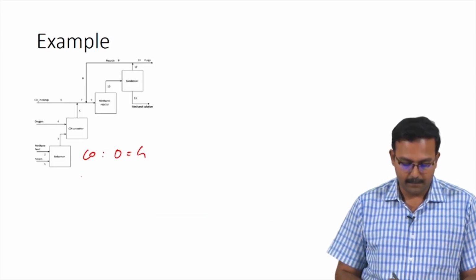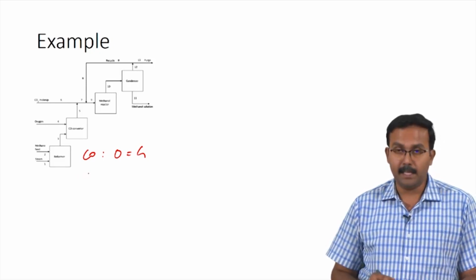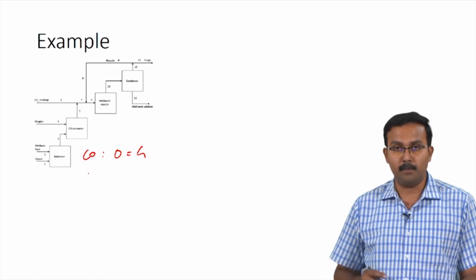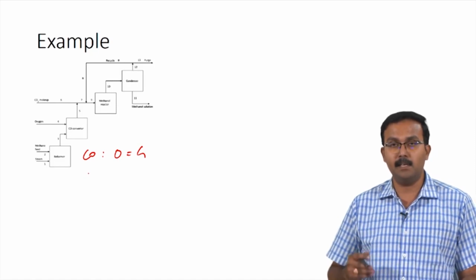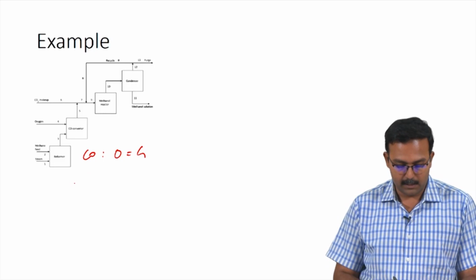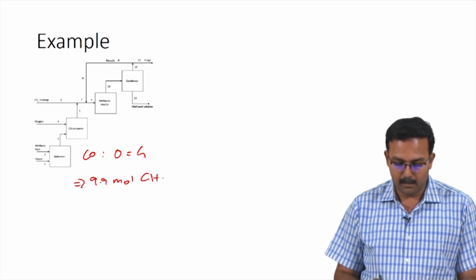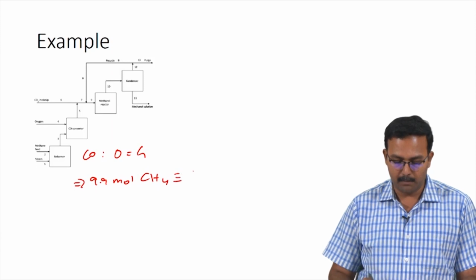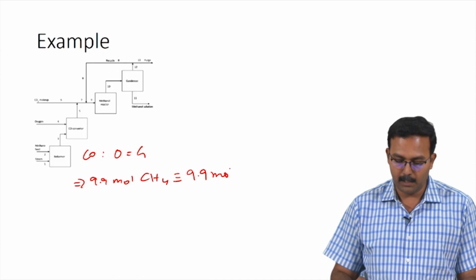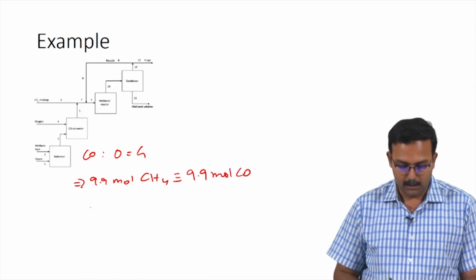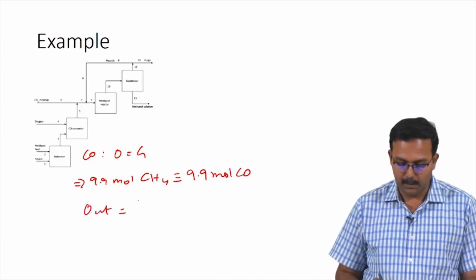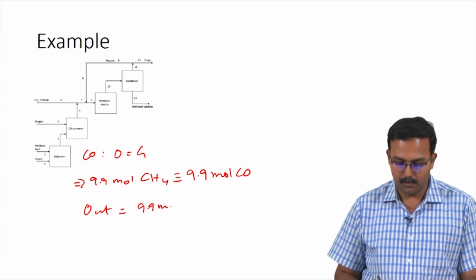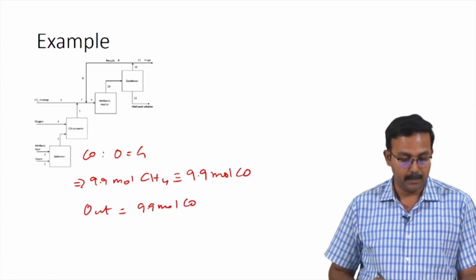We knew that 90% of methane which was consumed went into main reformer reaction and the rest 10% went into side reformer reaction. This implies 9.9 moles of methane went into formation of carbon monoxide. Based on stoichiometry, this would have produced 9.9 moles of carbon monoxide. So, output would be equal to 9.9 moles of carbon monoxide.